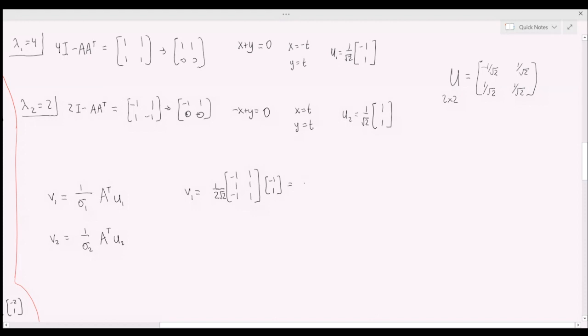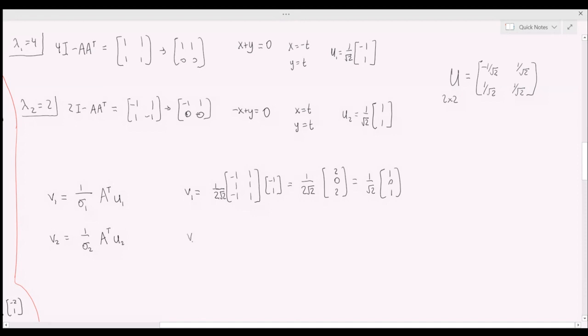So then I'm going to go ahead and compute all of this. That's going to be 1 plus 1 is 2. Negative 1 plus 1 is 0. 1 plus 1 is 2. And I guess I can cancel the 2's. So I'll get 1 over root 2 times (1, 0, 1).